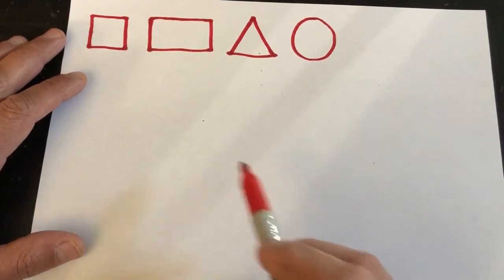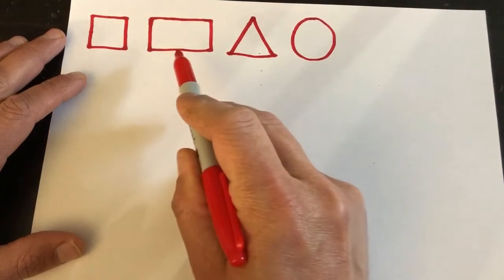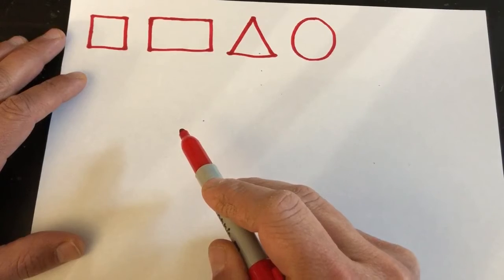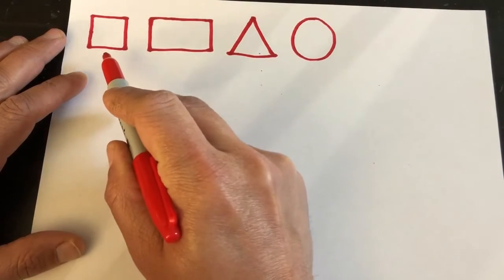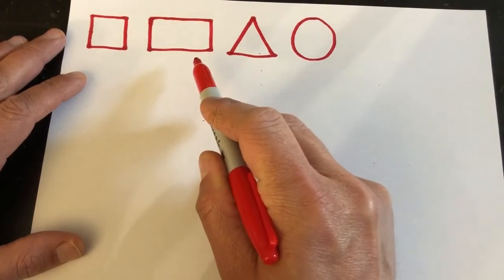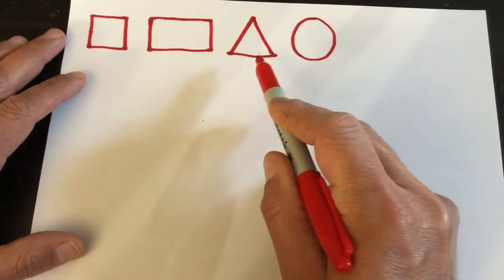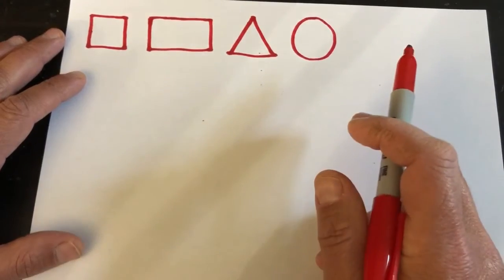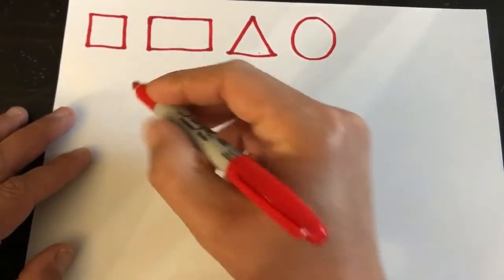Now you say them when I point. Great job. Let's do it together. Square, rectangle, triangle, circle. Now let's draw some other shapes.